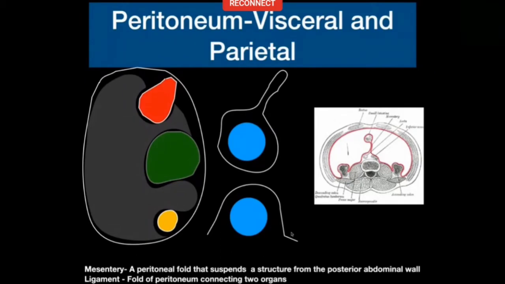Now, what is a mesentery? Mesentery is a subset of a peritoneum, and it is a peritoneal fold that suspends an organ from the posterior abdominal wall, right? And what is a ligament? A ligament is a fold of peritoneum which connects two organs like this.